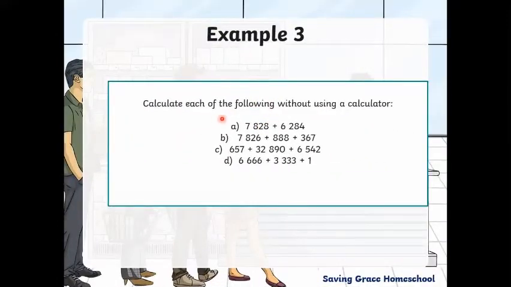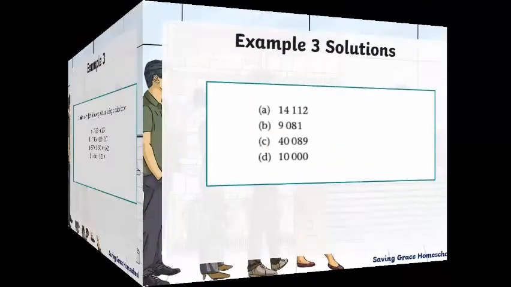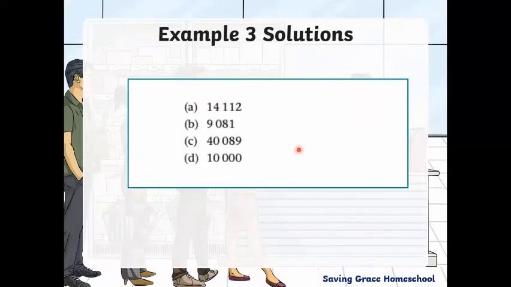Example three, calculate each of the following without using a calculator. So we have 7,828 plus 6,284. And then question B, we have three different numbers we need to add here. So we have 7,826 plus 888 plus 367. Question C, 657 plus 32,890 plus 6,542. Question D, 6,666 plus 3,333 plus 1. Okay, and then let's go through. Okay, they're the answers. So we're not going to be able to go through them all.